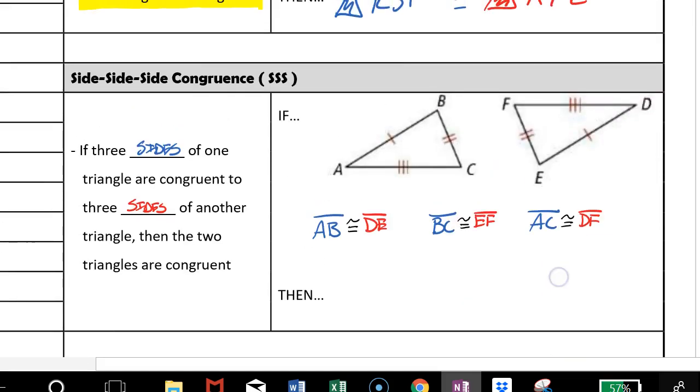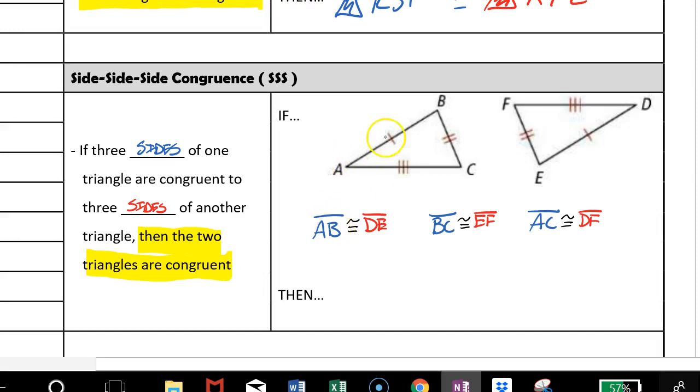The next shortcut we have is something called side-side-side congruence. This states that if 3 sides of one triangle are congruent to 3 sides of another triangle, then we can say that the entire 2 triangles are congruent. So again, instead of doing all 6 pieces, if we can show that all 3 sides of a triangle are congruent to all 3 sides of another triangle, that's enough information.